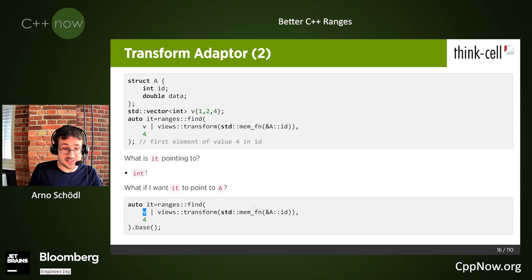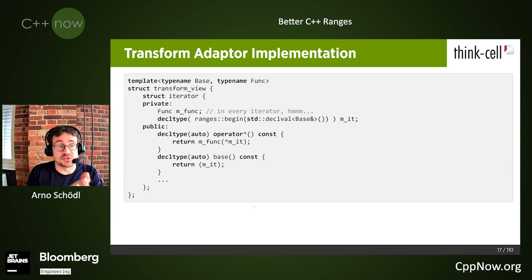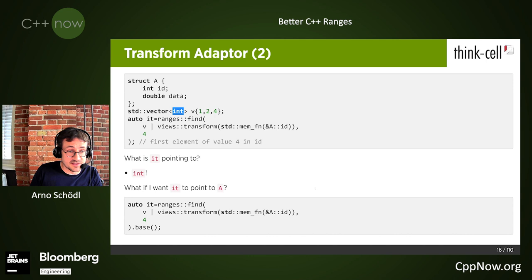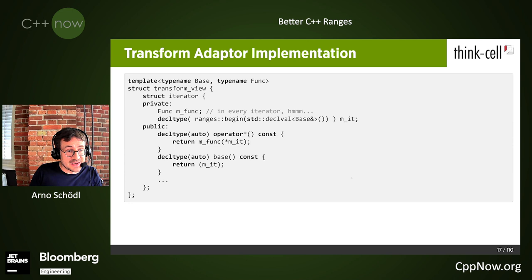Now, here is one possible implementation of a transform adapter. We have a transform view, and that transform view has iterators, and each one of these iterators carries around the function for transforming the elements. When you're dereferencing the iterator, the function would be called on the result of the original iterator. And I already mentioned the base function. It will just return you the original iterator. So every iterator is carrying around this base iterator, and whenever you dereference it, it dereferences the base iterator. And yes, the vector should be a vector of A instead of int. You're right. Previous slide, I'll show it to you right here. Imagine there should be an A here. Okay, I'll fix it. So here you have the base iterator and you have the function, and every time you dereference, the function gets applied to the dereferenced iterator.